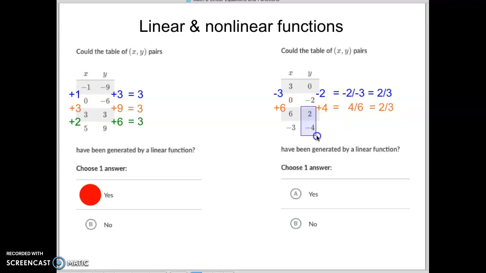Going from 2 to -4, we went down 6. Going from 6 to -3, we went down 9. -6 over -9, see, the two negatives create a positive. 3 goes into each of those, so it would be 2/3. You'll notice our change in every one of these was 2/3. So again, if all three changes are the same, then yes, it's linear.